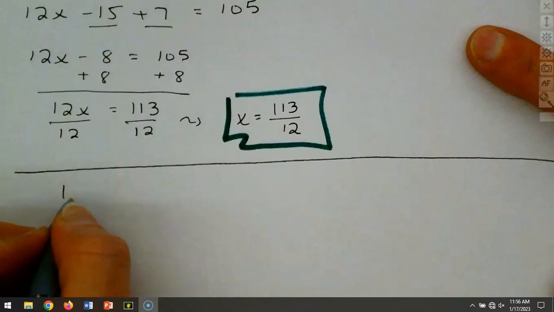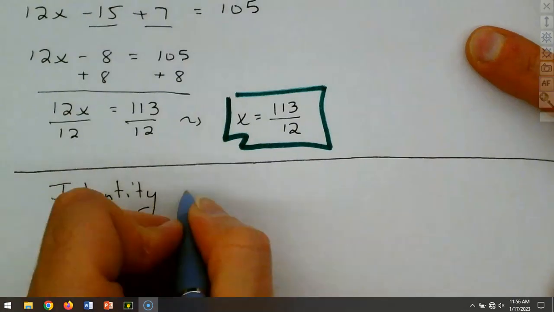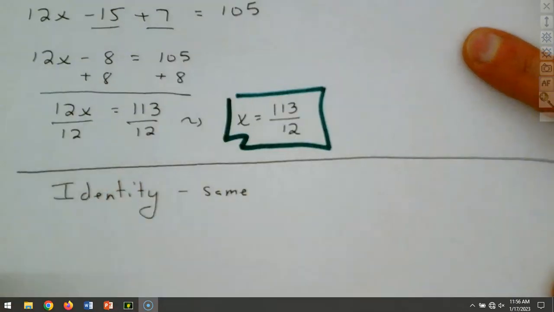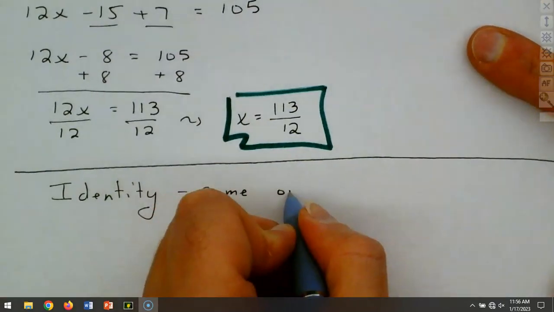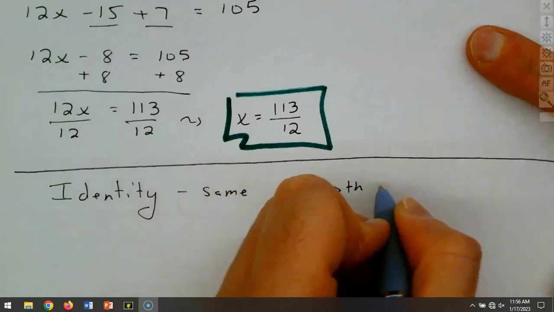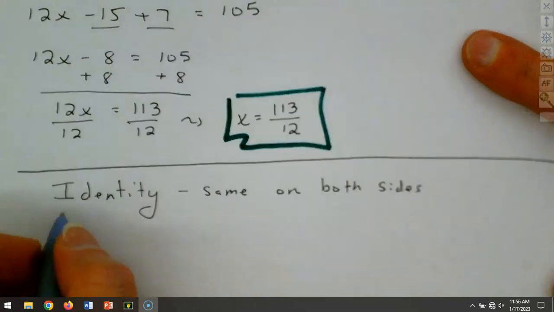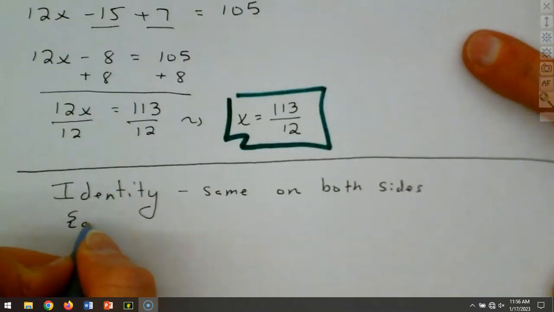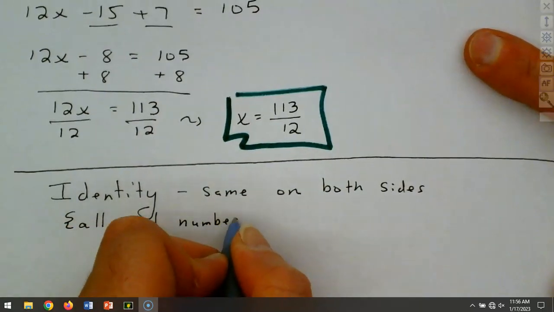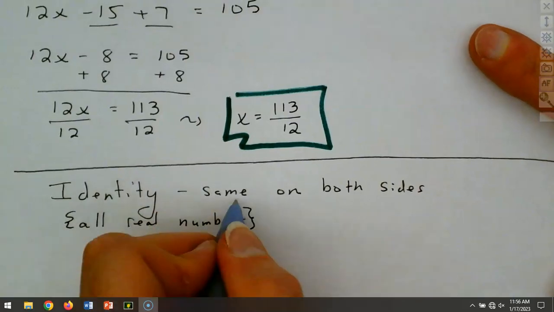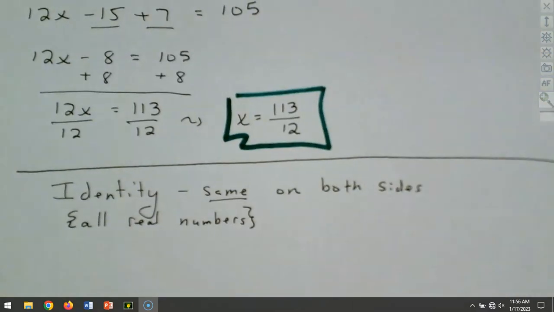So let's start with the identity. Identity means the sides are the same. So they're going to be the same on both sides. This is a true statement, and your solution is all real numbers. But the key takeaway here is they're the same on both sides. So they're going to be the same.